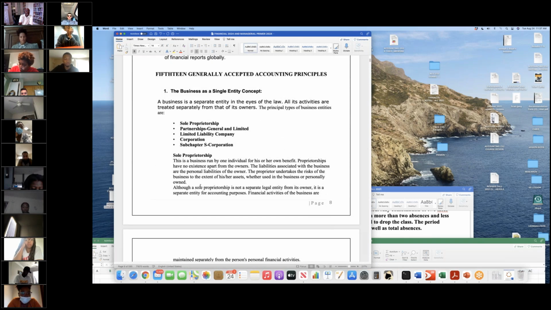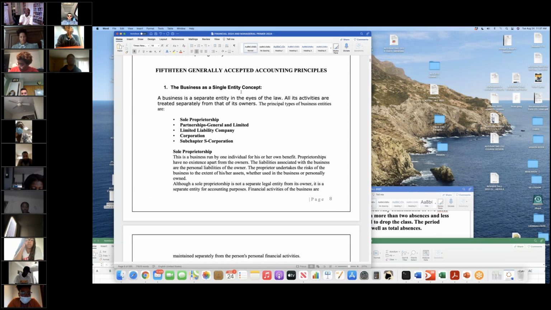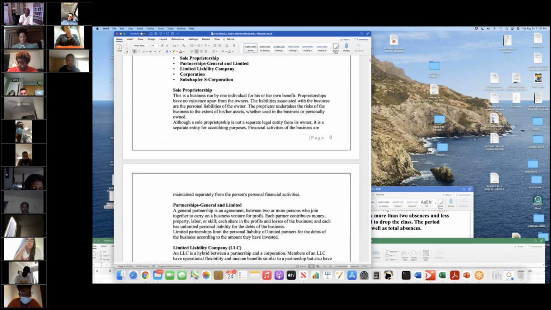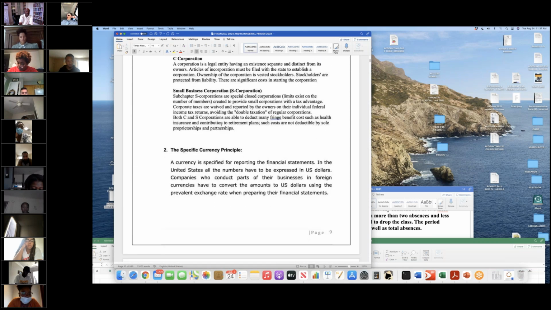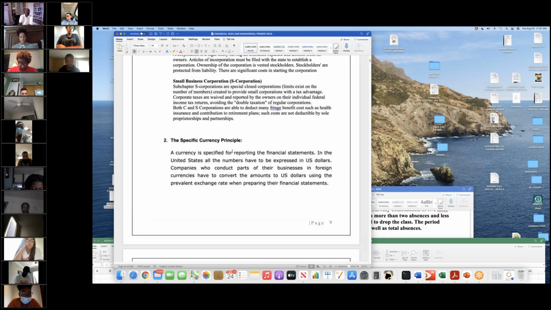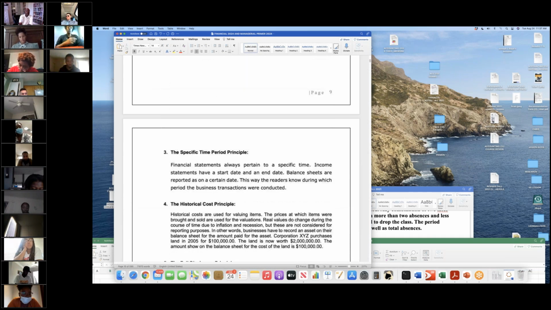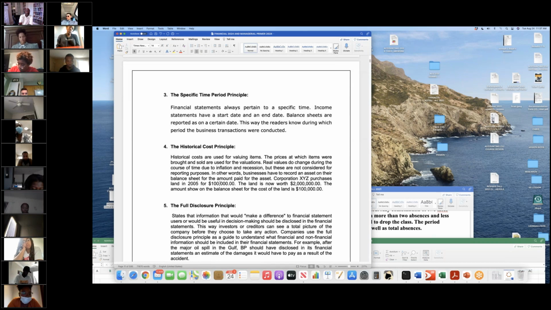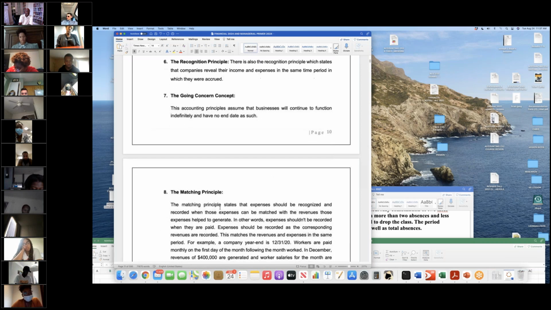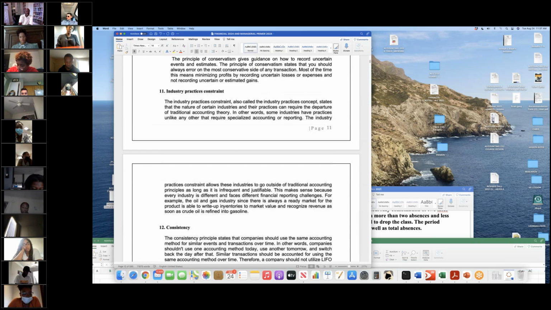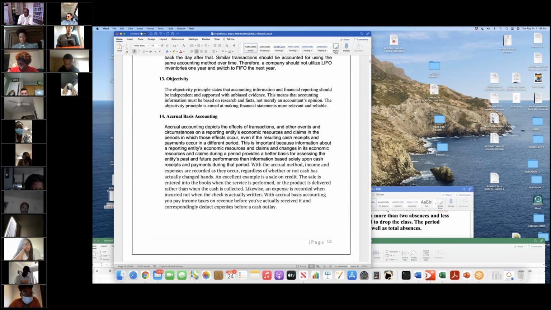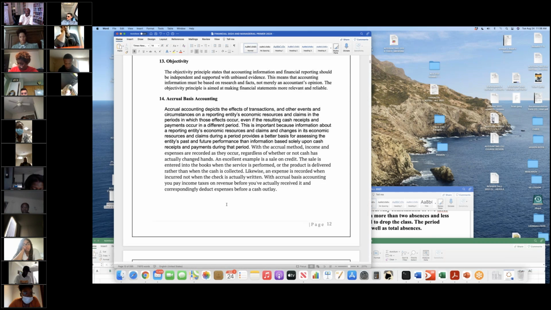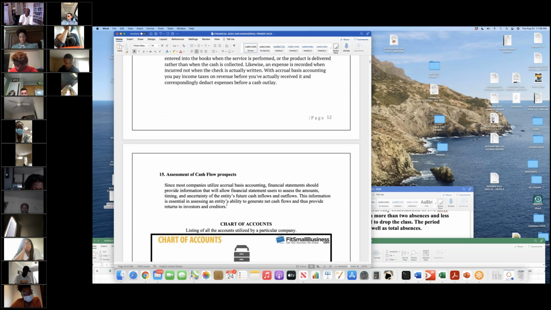There are 15 key accounting principles. First one, the business as a single entity concept: the business is separate from you. So when you're running a business or a company, it's separate from its owners. This also talks about the types of businesses, specific currency, we have to use money, converted to dollars if it's not. Time periods, historical costs. We record items at historical cost. We have to have full disclosure. There are 15 of these. Once again, I will come back to these after midterm, once we get our statements prepared, and we'll get a better sense of it.